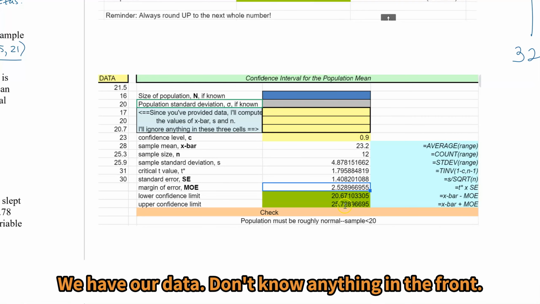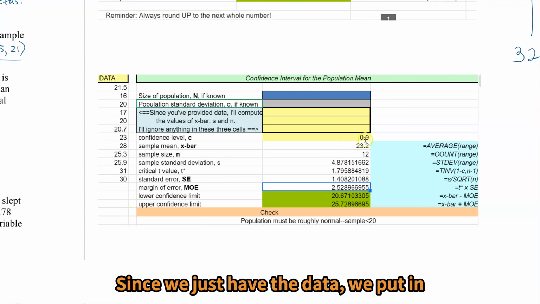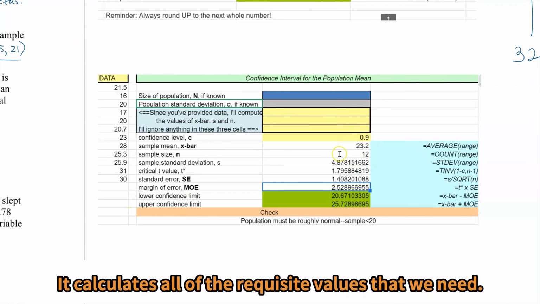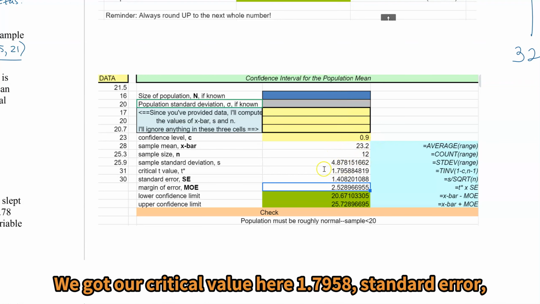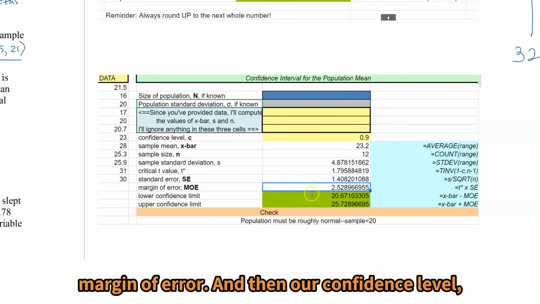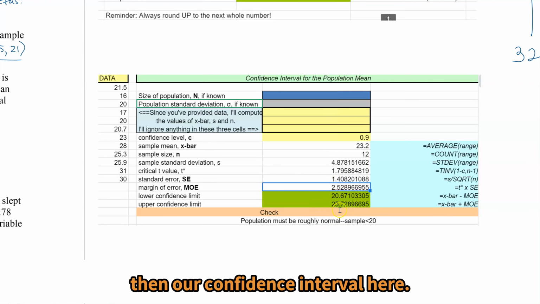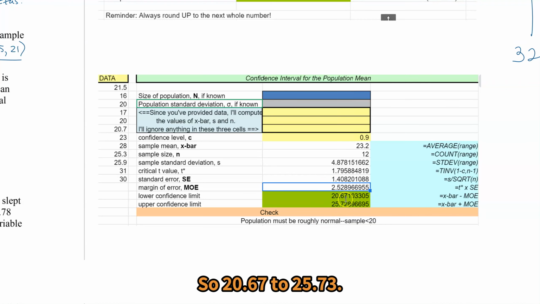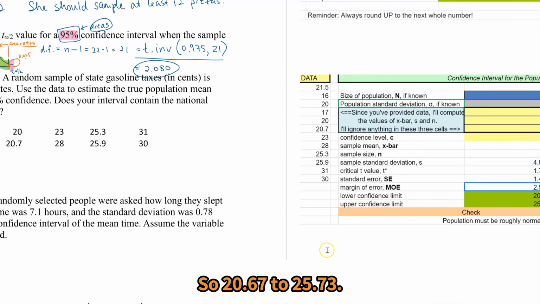We have our data. We don't know anything in the front. Since we just have the data, we put in our confidence level. It calculates all of the requisite values that we need. We've got our critical value here, 1.7958, standard error, margin of error, and then our confidence interval here. So 20.67 to 25.73.